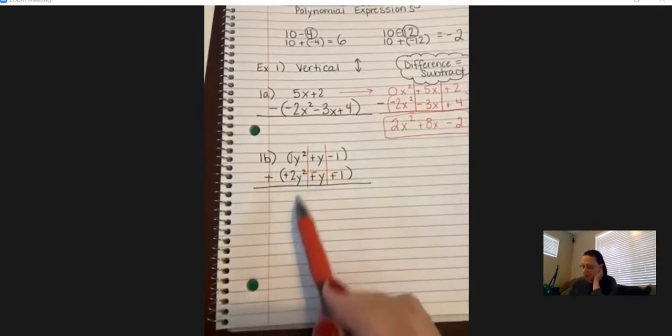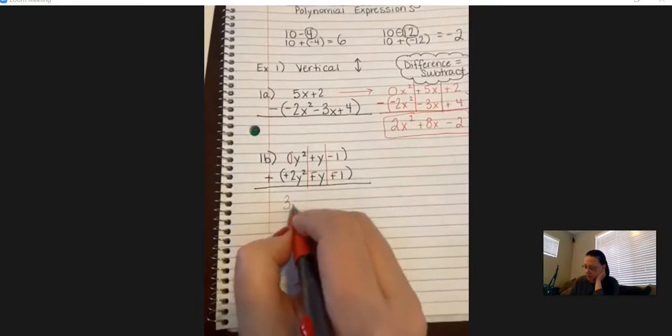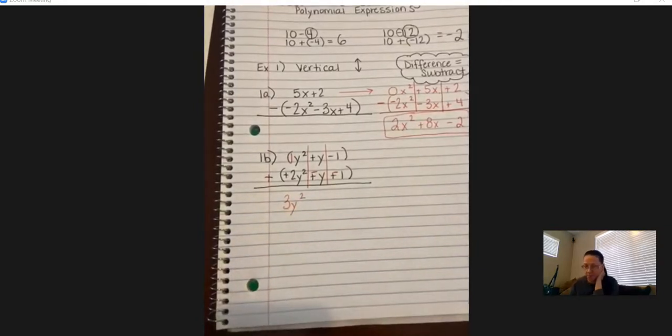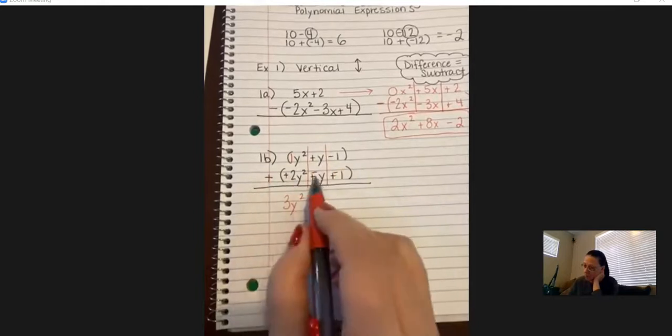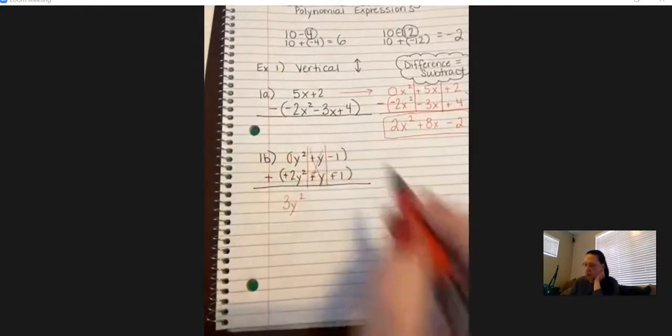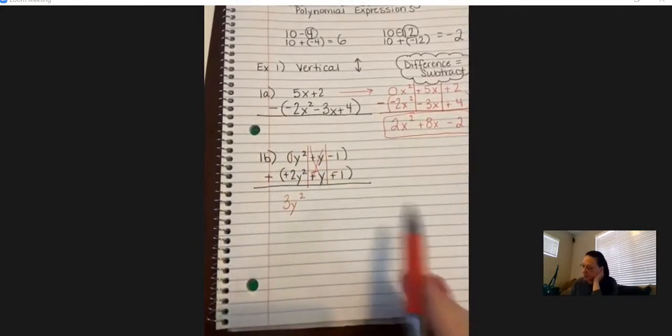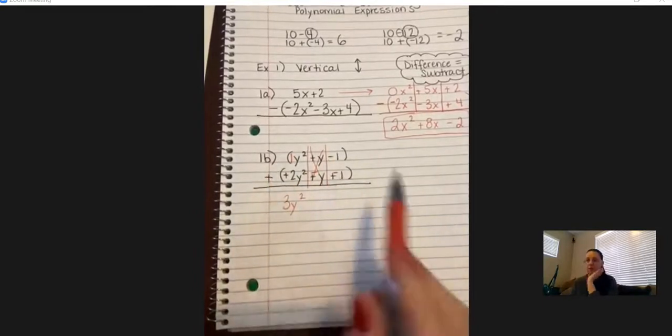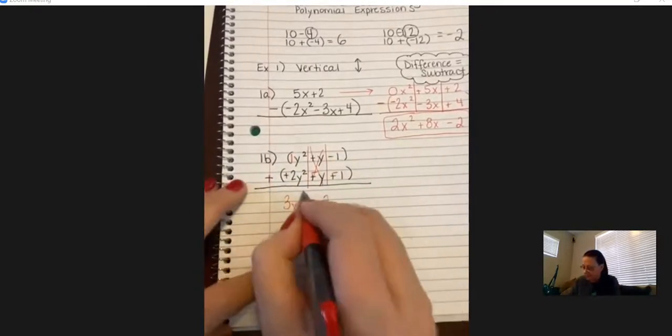1 plus 2, so that's going to be 3y squared. 1y plus a negative y means there's no more y's. I don't need to put down a 0y. Negative 1 plus another negative 1 makes negative 2.